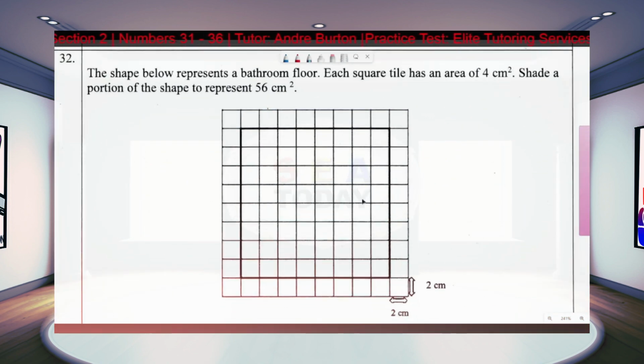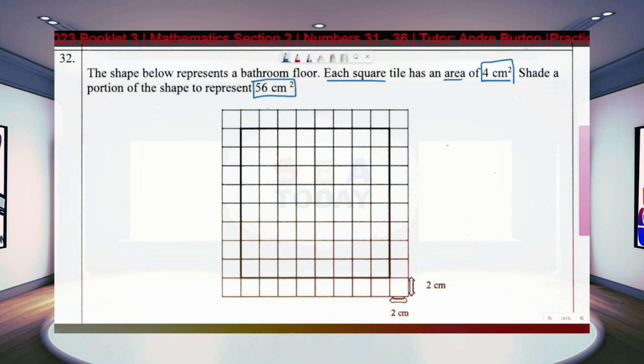The shape below represents a bathroom floor. Each square tile has an area of 4 centimeters squared. Shade a portion of the shape to represent 56 centimeters squared. So if each square tile has an area of 4 centimeters squared, we need to find out how many 4 centimeters squareds will take up 56 centimeters squared.